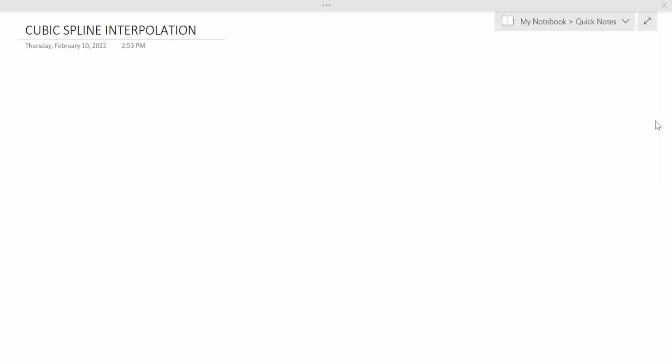Cubic spline interpolation today we'll discuss. So actually what is the cubic spline interpolation and how to solve the problems? There are three alternative methods for cubic spline interpolation method. The first, what is the cubic spline interpolation?